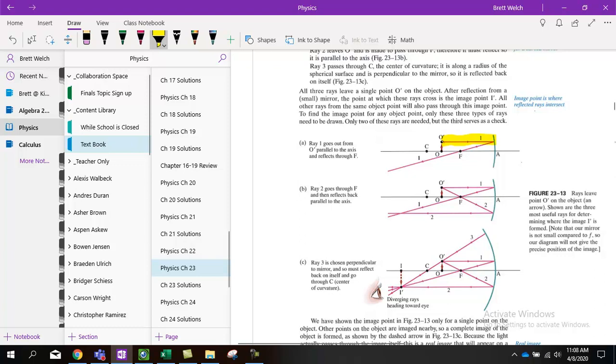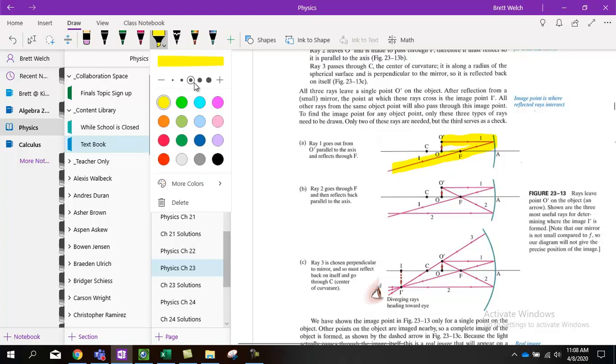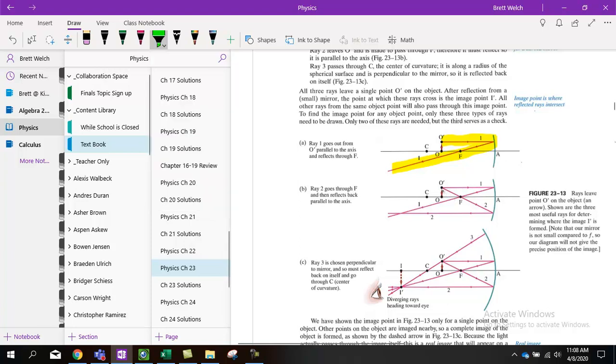You take a dot on that, and you're going to slide parallel to the axis, and then bounce off the mirror and come through the focal point. So you can see that's ray number 1. Ray number 2, we take through the focus first. So we're going to go through the focus, but because we came through the focus, when we hit the mirror, we're going to come out parallel to the surface.